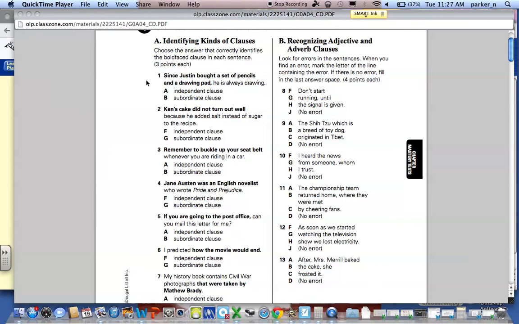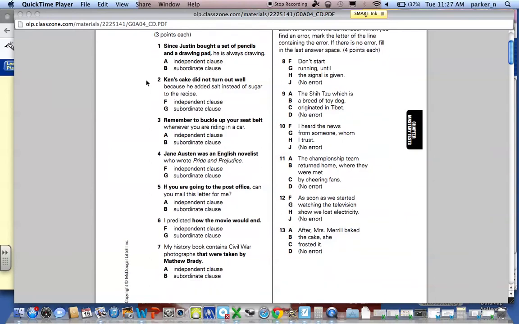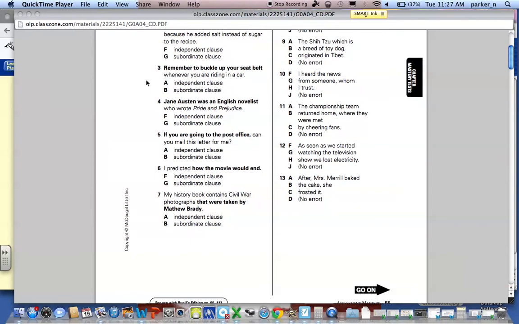Number 2, Ken's cake did not turn out well. That's an independent clause. It can stand alone. Number 3, remember to buckle up your seatbelt. Again, an independent clause that can stand alone. Number 4, Jane Austen was an English novelist. Independent clause.